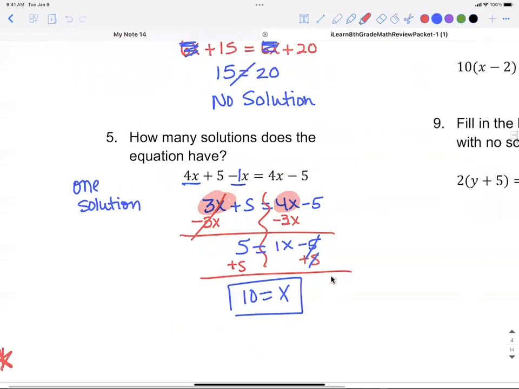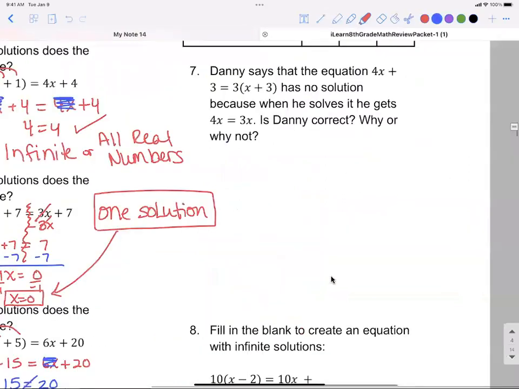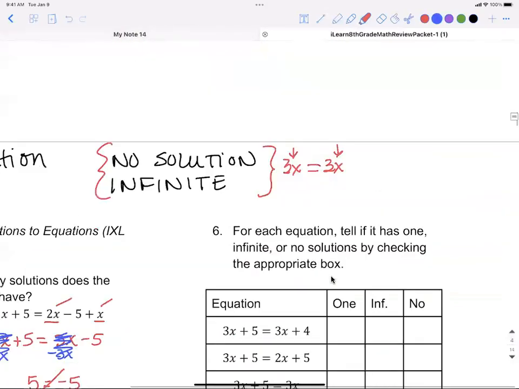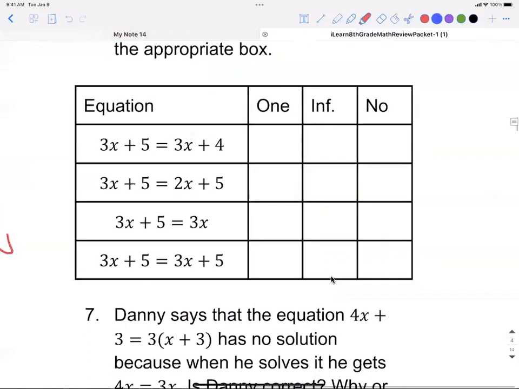So it wasn't one of the special cases. All right, this box should be very easy to do with the little trick that I just showed you about matching x's. So on that first example, 3x and 3x are identical. So they're going to cancel out, leaving you 5 equals 4. Is that true? No, so it's no solution. 2x and 3x don't cancel out. The only possible option is one solution.